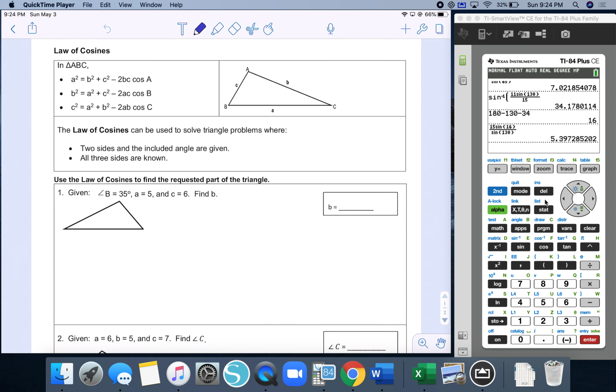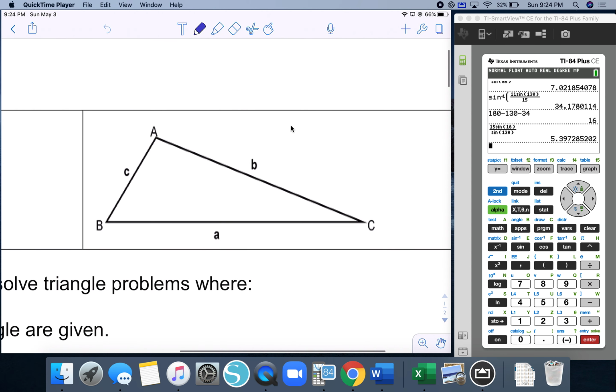Law of cosines. So the law of cosines is going to be week 7, task 2. In the law of cosines, we again have that triangle ABC. Capital letters mean the angles: angle A, angle B, angle C. The sides are the lowercase letters across from the angles.